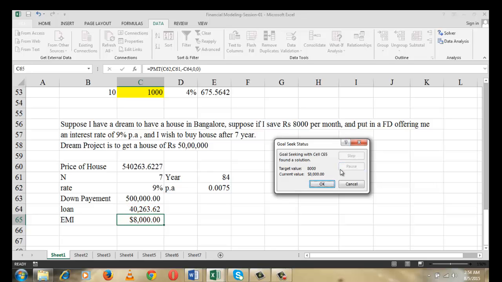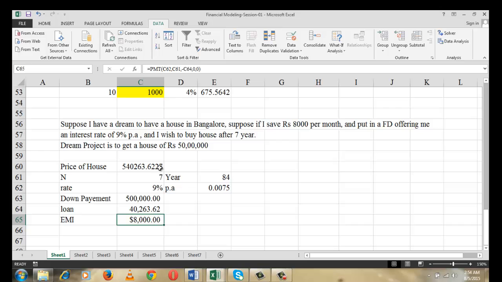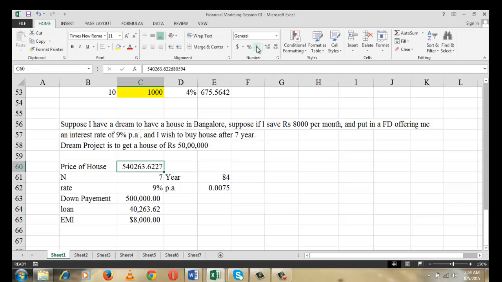Excel will calculate everything and give you the price of house you should look for in the market. You should look for a house if you can make a down payment of around 5 lakh rupees. So you can look for a house in Bangalore which costs you 5,42,263 rupees, then only you can survive. Whatever the price of the house, some part you pay as a down payment, and only on the remaining money do they charge interest.